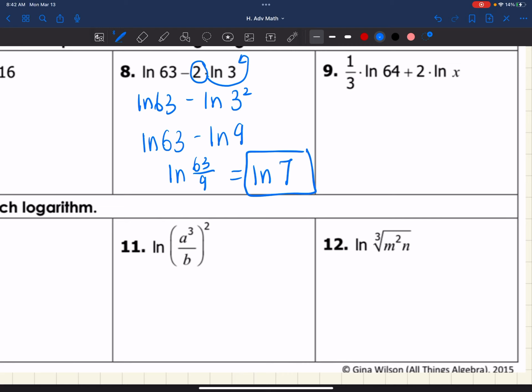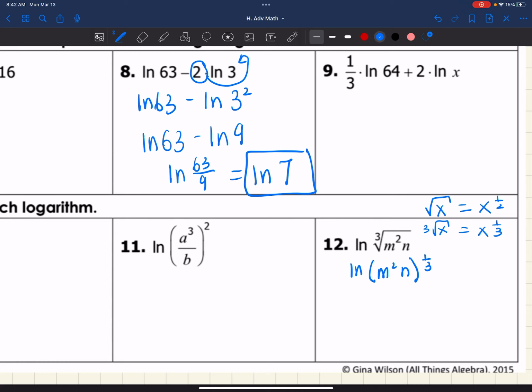So we obviously know, and I've told you guys this before, that the square root of x is the same thing as x to the 1/2 power. The cube root of x is the same thing as x to the 1/3 power. So I can rewrite what you see here as the natural log of m squared n, all raised to the power of 1/3, right? I've just converted it from a cube root to the 1/3 power.